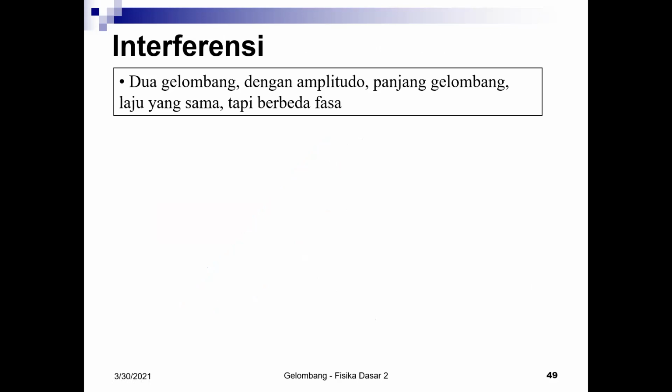Okay, let us continue. Interference. Basically, interference is the superposition of two waves or more, yeah? With the same amplitude, it could also be different wavelength, but they have the same speed, but different in phase.